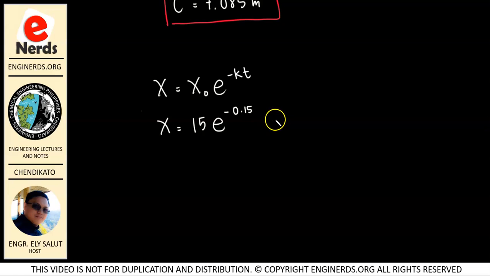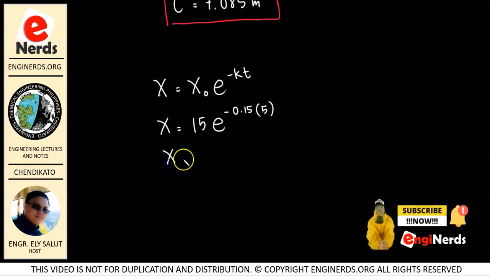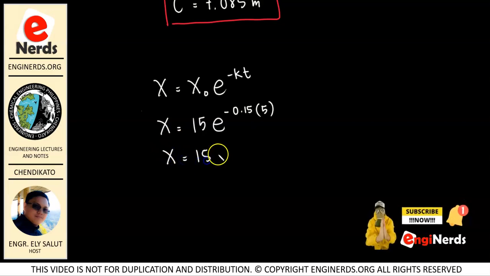So this is already a decomposition equation, right? Then multiply it by time. So we want to know what is the capacity 5 years later. So we have 5 here. So we have x is equal to 15 e to the negative 0.15 times 5, which is 0.75.